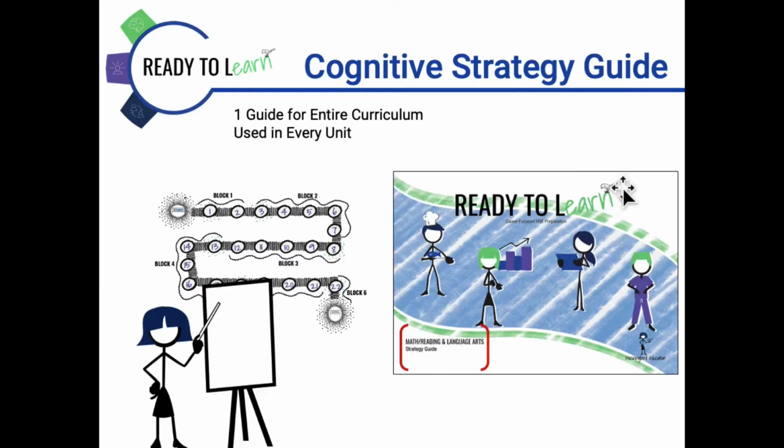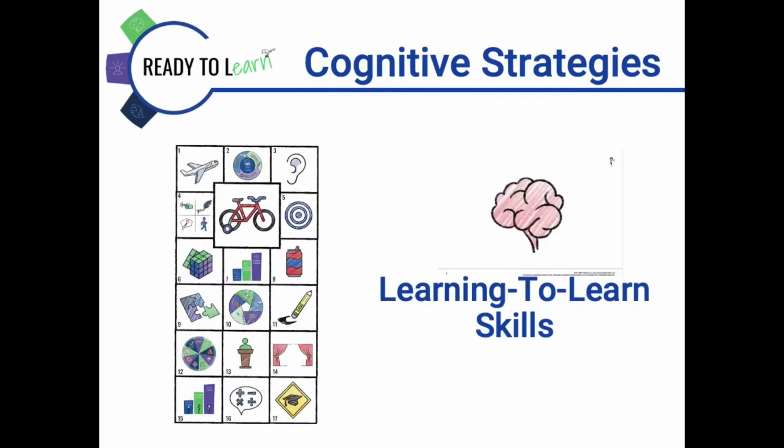It's one of the landscape forms of the resource, and you can look right here in that bottom left hand corner on the print resources to tell that you're in that particular resource. Now, there's only one Cognitive Strategy Guide for the entire curriculum, and different units refer to different learning to learn resources in that curriculum.